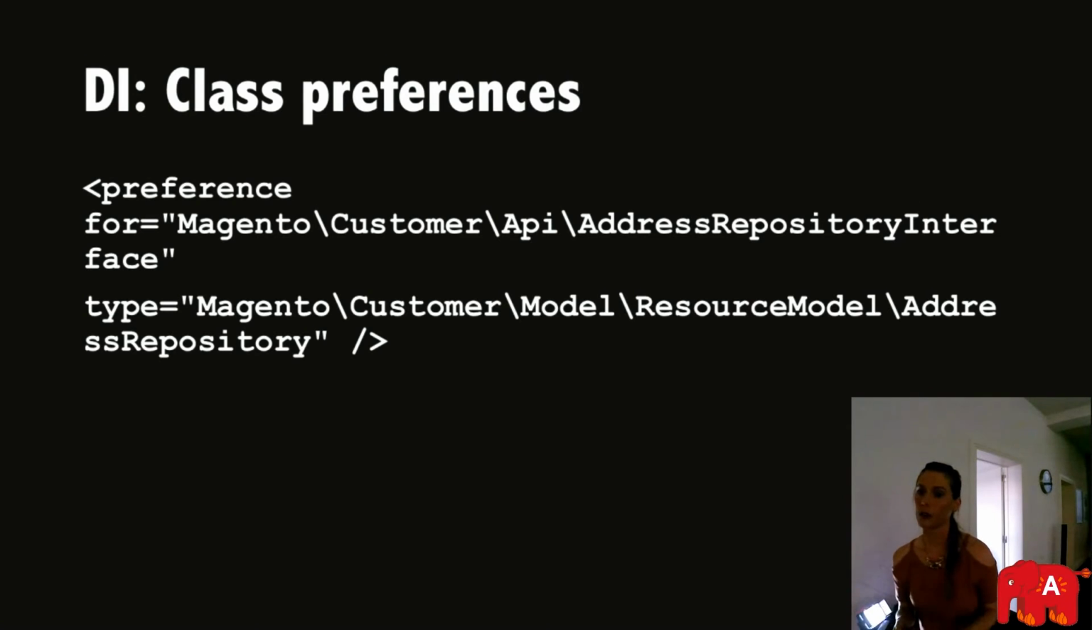Maybe your module also creates a repository, and you want all the other modules that use this interface to use your repository and not the core repository. You can just do this by creating a di.xml in your module and defining a preference that says for that interface, use my instance, not the core instance. And after doing that, all the other modules will use your instance of that interface instead of the predefined one.